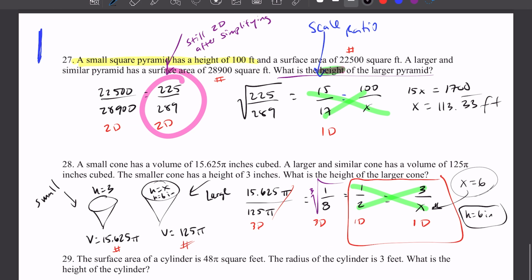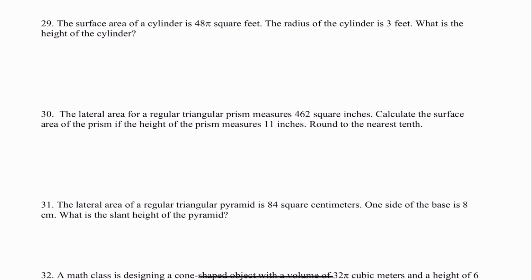All right, hopefully I walked you through these two problems here. Alright, so we're going to look at some word problems here.